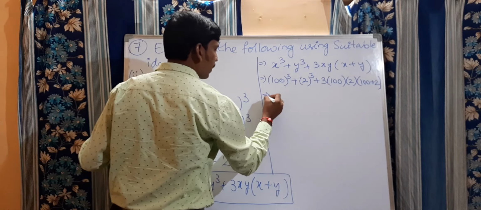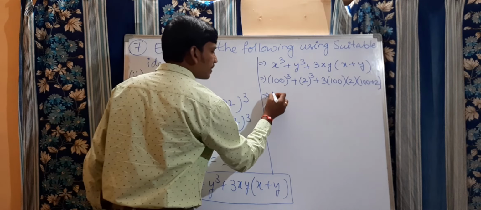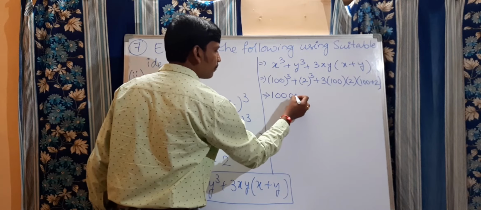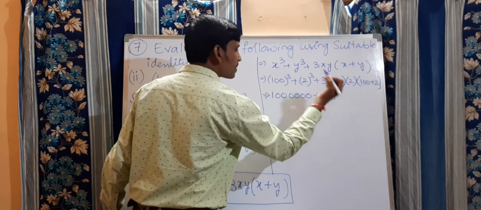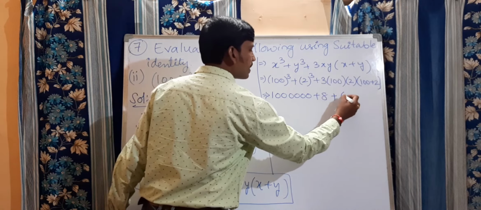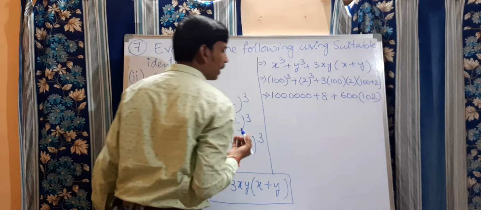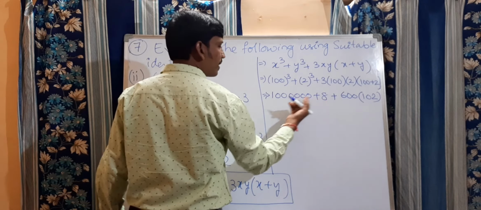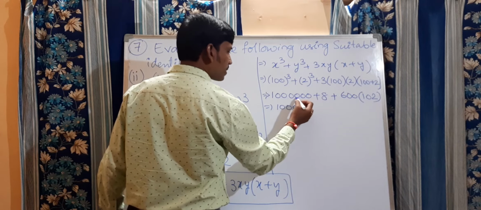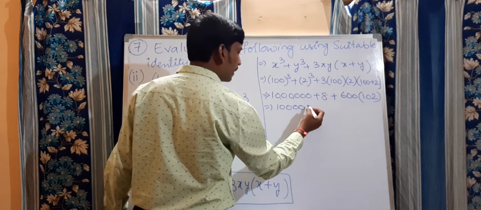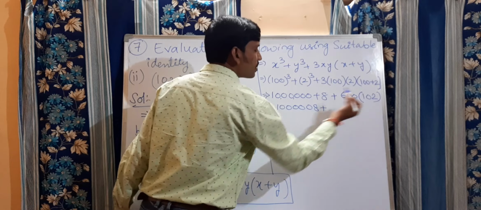Now, what is 100 cube? You can multiply 100 three times, you will get 6 zeros: 1, 2, 3, 4, 5, 6. Plus 2 cube is 8, plus 3 into 2 is 6, that is 600 into 102. Clear? Now add these two, you will get 10 lakhs 8, plus now 600 into 102.